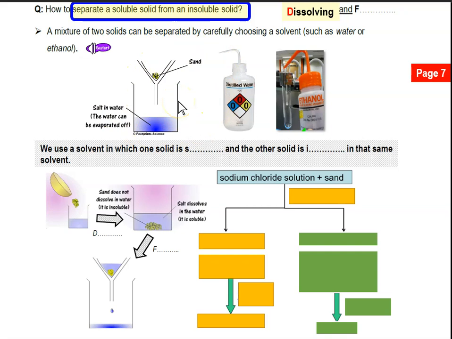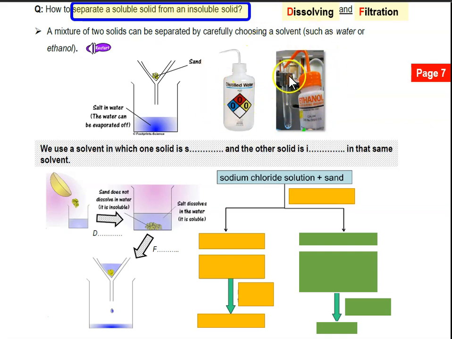Good, some of you guessed it correctly from the first letter. It is known as filtration. Some solvents that we commonly use will be water, or we can also use ethanol, which is a type of alcohol. Now, why do we do this method?